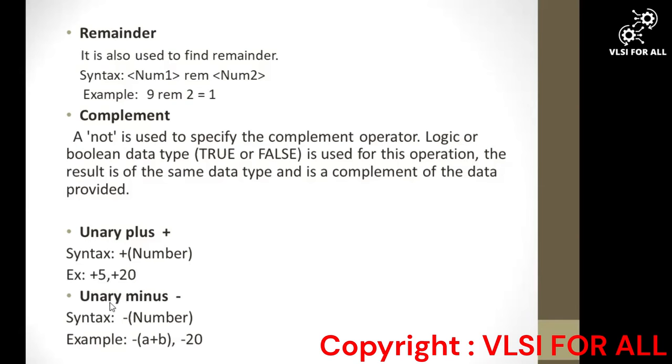Similarly, for unary minus, the syntax is the minus sign before the number, like minus 20. In this example, we can see that the plus sign written inside the bracket is a binary plus, but the minus sign before the bracket is a unary minus. So I think it is clear.